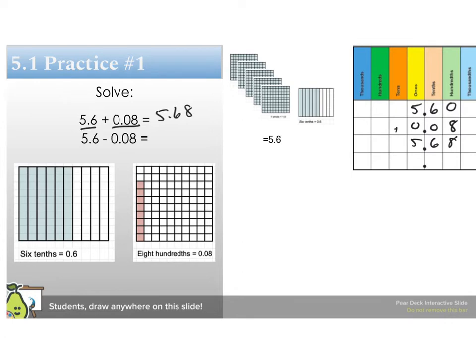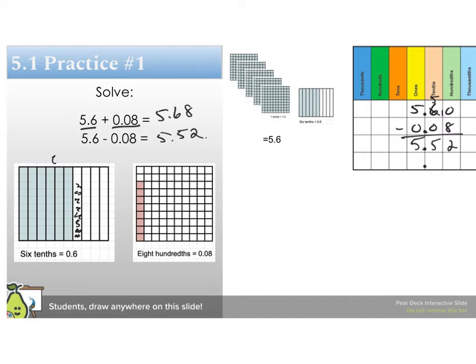If I subtract, then I can write it again, 5.6, subtract 0.08, add a 0 here. So I borrow 10, subtract 8 is 2, 5 subtract 0 is 5, and that stays as 5. So we have 5.52. You can also, when you're adding, add 8: 1, 2, 3, 4, 5, 6, 7, 8.